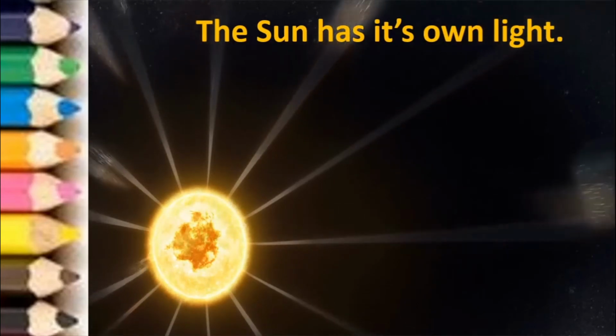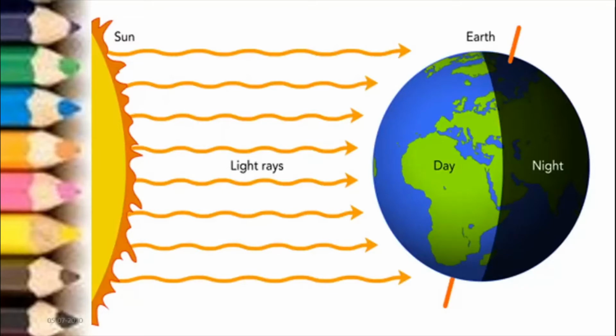To make the idea more clear to you, see this image. Can you see the sun here? See, this is the sun. Okay. Can you see the light rays falling on the Earth? These are all the sun rays. The light of the sun is falling on the Earth. But the Earth is rotating.